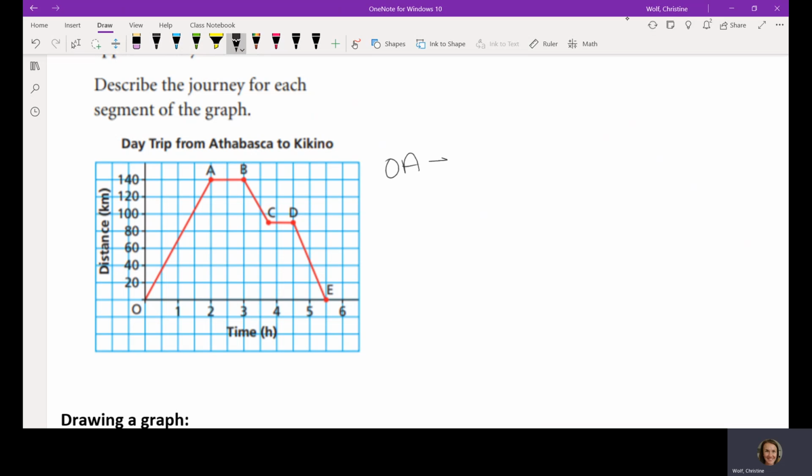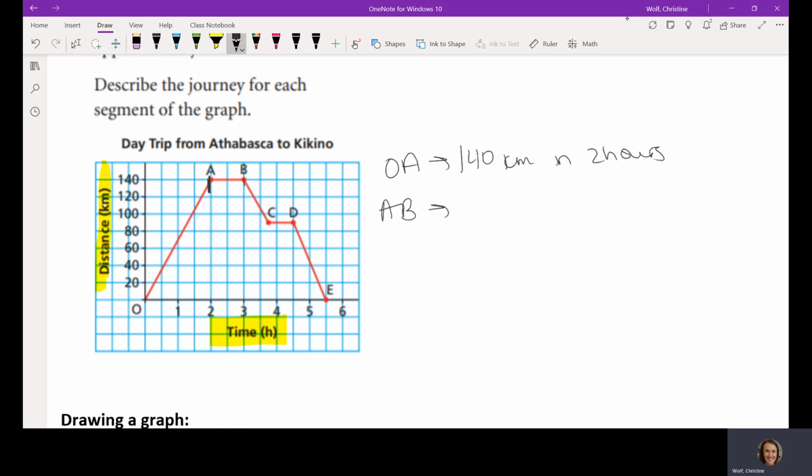So for segment O to A, if we look at our graph here, time and distance again, same type of scenario. O to A, they're clearly doing a straight shot, no breaks. They go from 0 up to 140 kilometers in 2 hours. So 140 kilometers is what they drove in that span, and that span was 2 hours. Done. A to B, a horizontal break usually means they stop, okay?